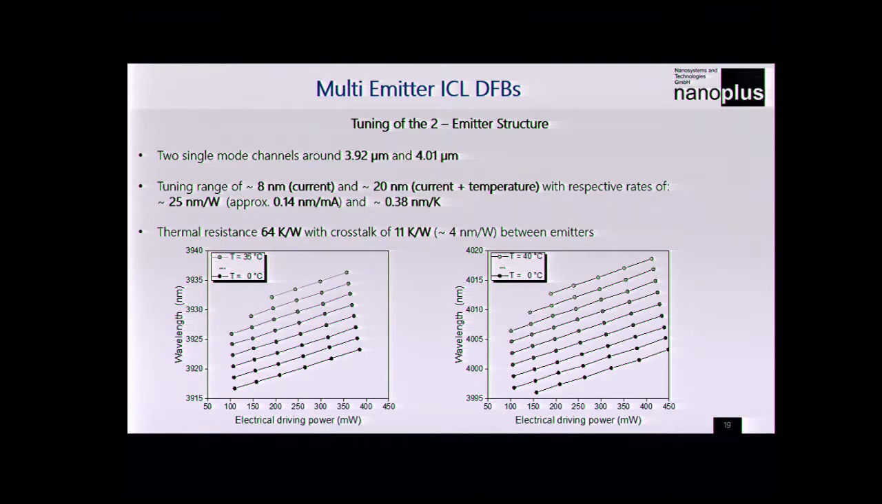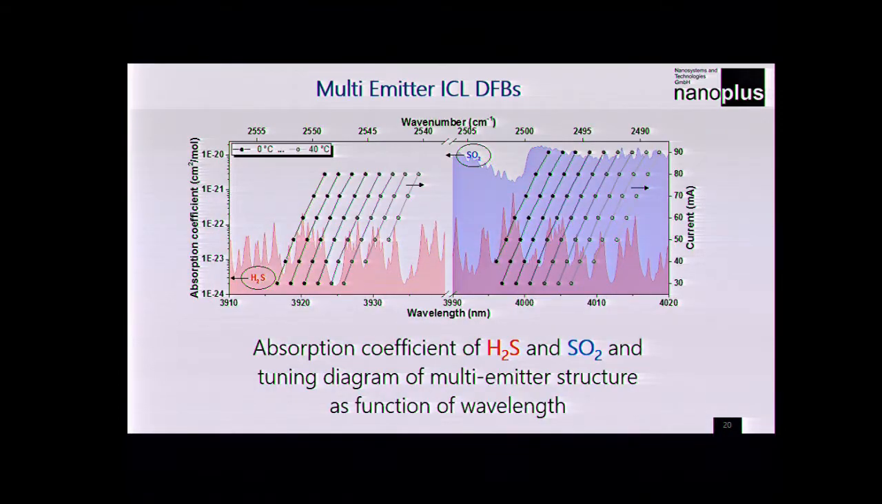We can reach tuning ranges of 8 nanometers with current and around 20 nanometers, as said before, with current and temperature. And the tuning speeds are 25 nanometers per watt or 0.14 nanometers per milliamp. We measured a thermal resistance of the chips of 64 Kelvin per watt. And as I said before, the thermal crosstalk is 11 Kelvin per watt. So this is 4 nanometers per watt, which is how much the wavelength changes in the neighboring laser device.